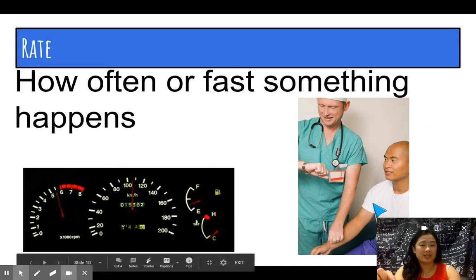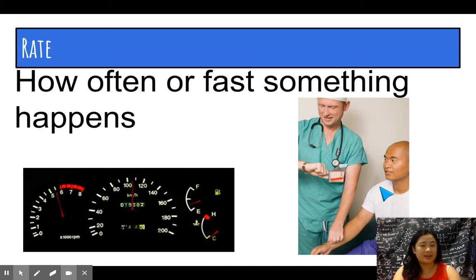Over here is a nurse taking the pulse of this patient, and an average pulse could be 75 beats per minute. So that means for every minute, this patient's heart beats 75 times. So it is an average of how often or how fast something happens.